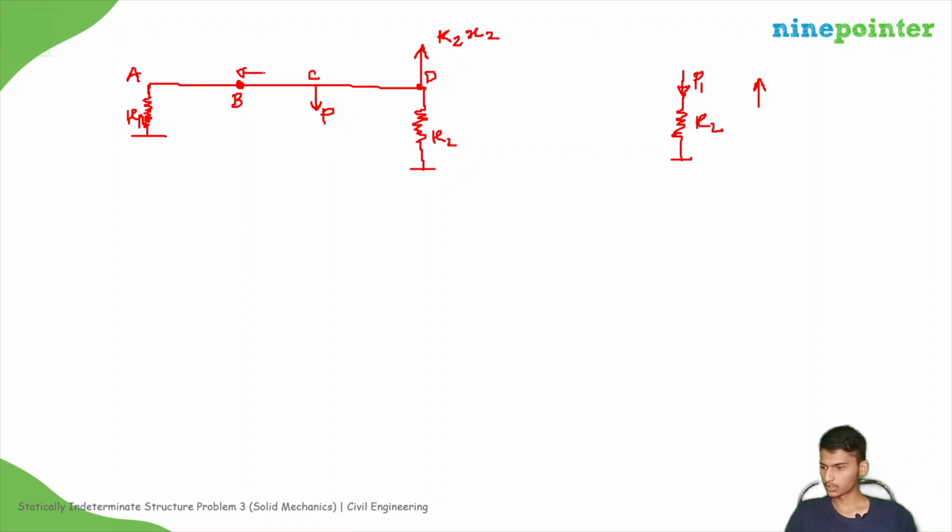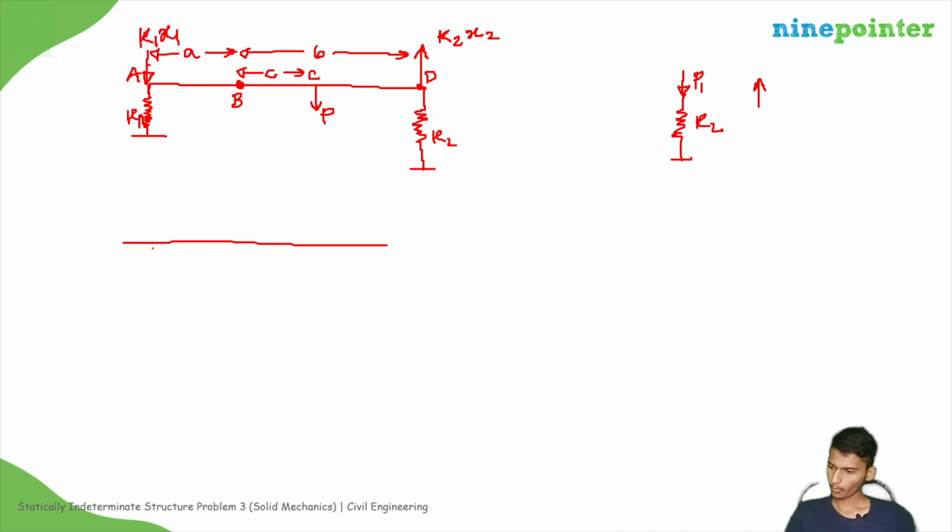So this is P and this distance is given as C. This distance is given as B. This distance is given as A. And when you apply load like this, the rod will try to go upwards on the left side. So the spring will try to compress it, right? So on the left hand side, the force will be K1 x1. So let us draw the deflected shape. This is P. P is applied over here, and here it is K2 x2. Here it is K1 x1. The deflected shape will be something like this.